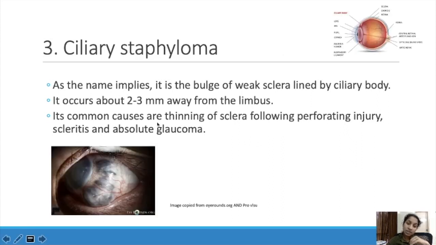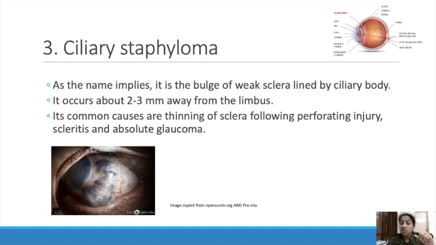So this is how ciliary staphyloma looks. This is the limbal region, and 2 to 3 mm away from the limbal region you can see the staphyloma. In this picture you can see the ciliary body, and above it the sclera bulging as staphyloma. So this is ciliary staphyloma. First was anterior staphyloma, then intercalary, and the third is ciliary.